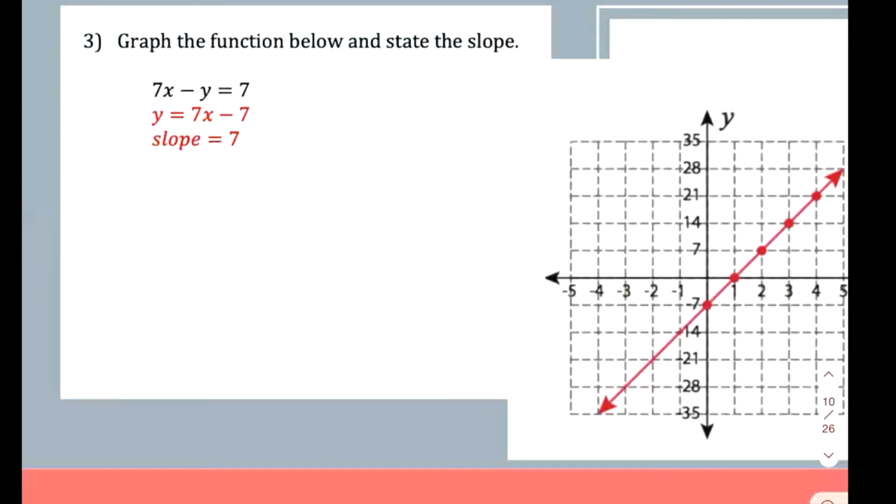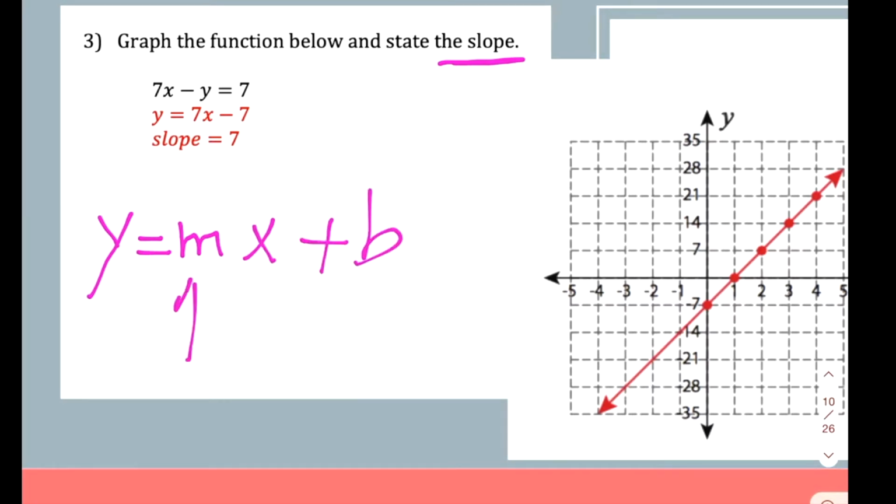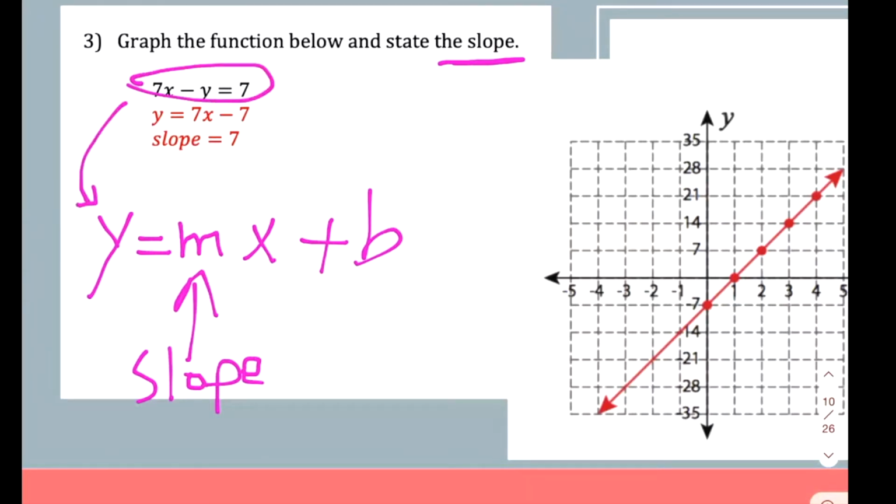Now this question. Graph the function below and state the slope. As you can see, in this question, they are asking you for the slope. And that's why it's better you find the slope. To find the slope, remember the slope form is y equals mx plus b. And this m is the slope. Just remember this. So if you want to find the slope, you need to change your equation to this form. And that's why here they have changed it to this form. Can you see? It's the slope-intercept form.